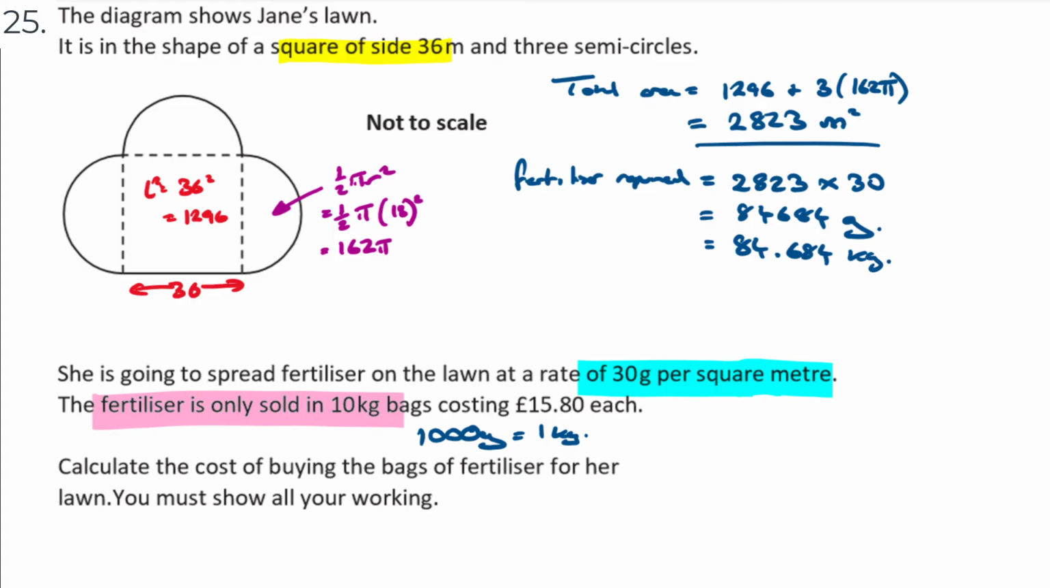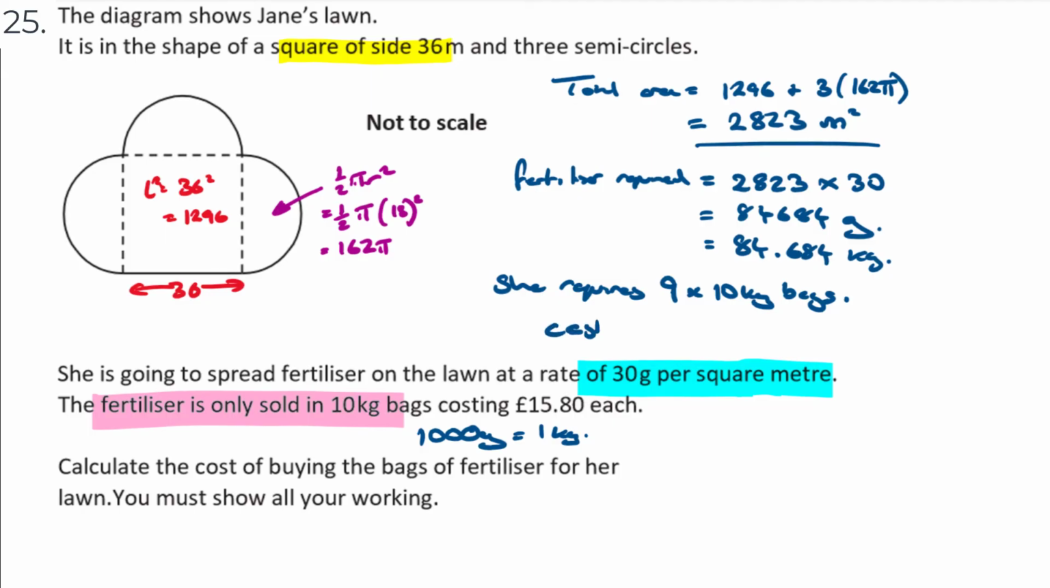Right, now she cannot buy a 4 kilogram bag because they only come in 10 kilograms. So how many 10 kilogram bags is she going to have to buy? She's going to have to buy 9, isn't she? Because 8 is not enough. That's only 80 kilograms. 9 is a little bit more than she needs, but 9 is what she's going to have to buy. So she requires 9 lots of 10 kg bags.